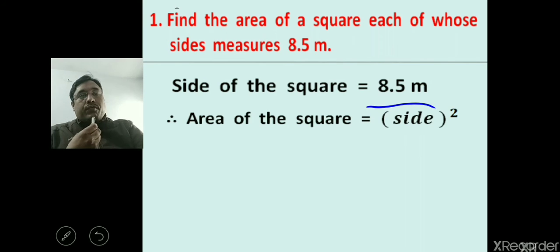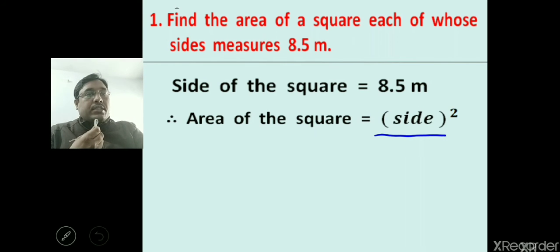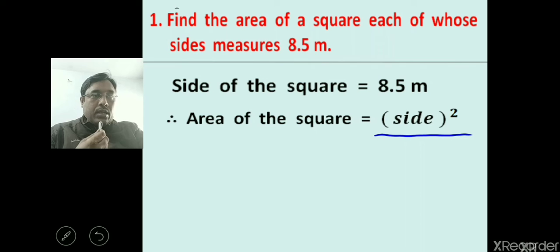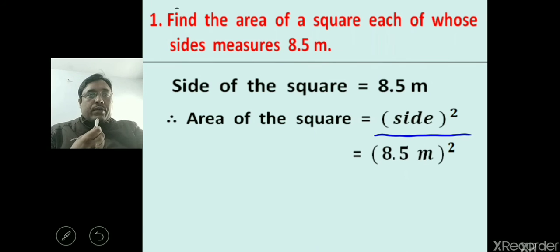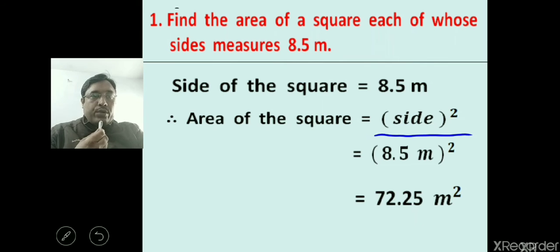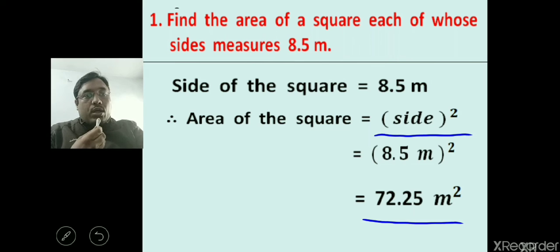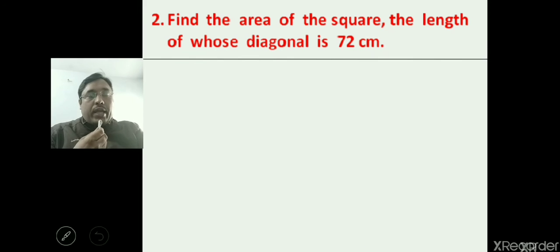Then the area of the square is side squared, meaning side into side, as you have just seen. That is equal to 8.5 meter whole squared, because the side is 8.5 meter. Then the square of 8.5 means 8.5 into 8.5, which is equal to 72.25 meter squared. So the area of the square is 72.25 meter squared.